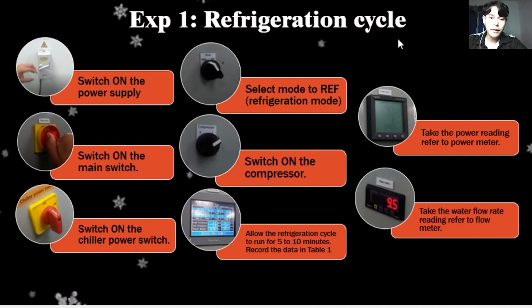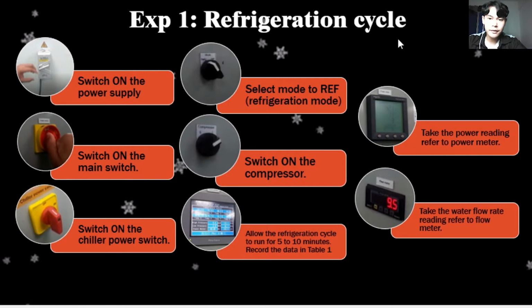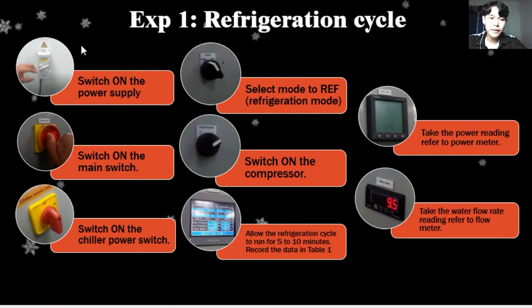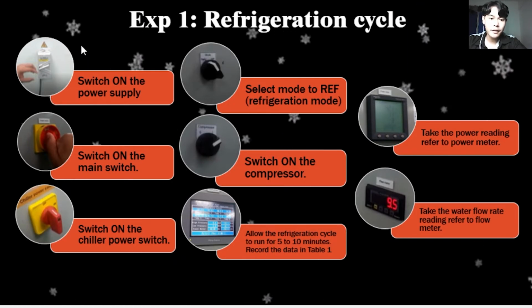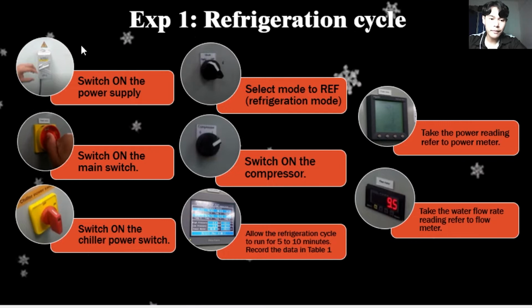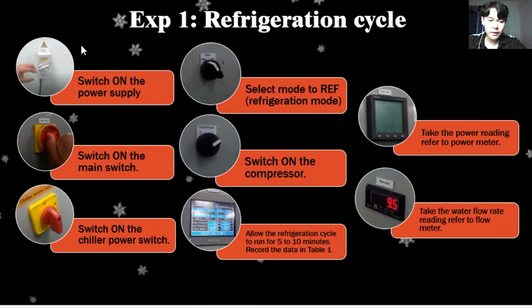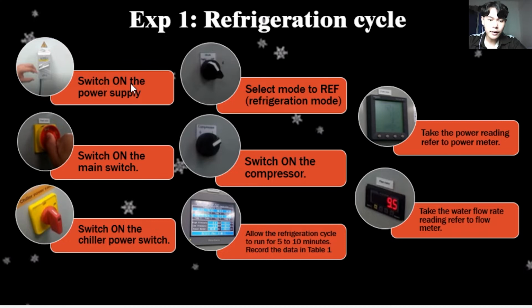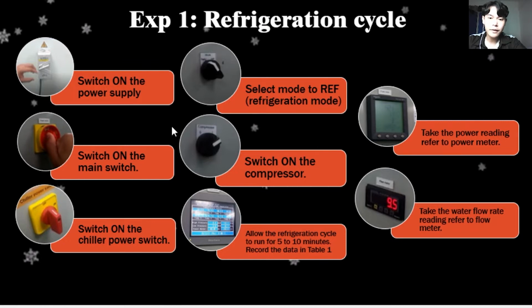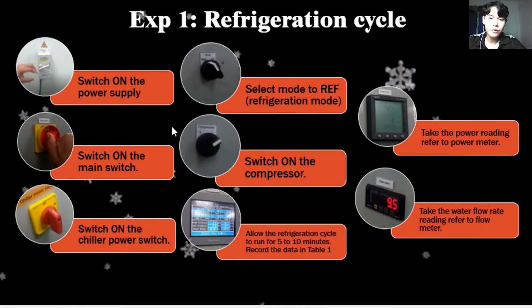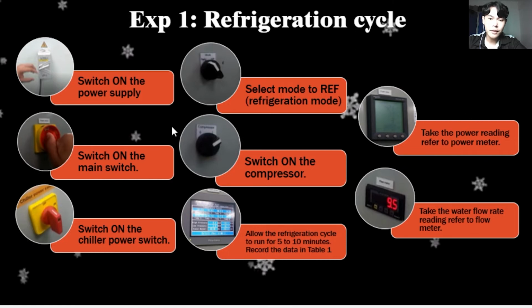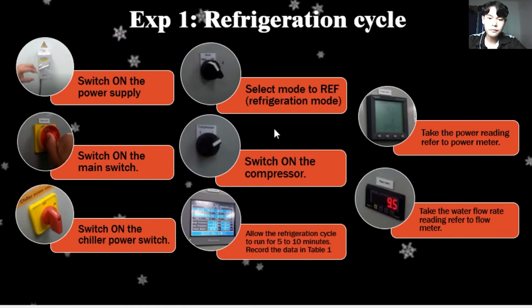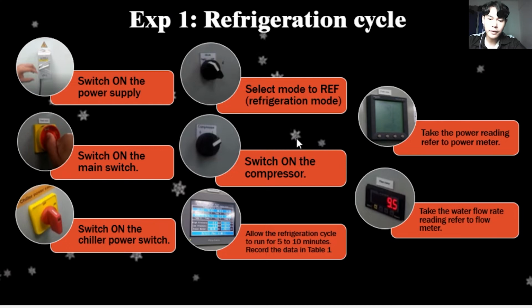So the first one is experiment 1, the refrigeration cycle. The first step is to switch on the power supply. Next is to switch on the main switch. The third one is to switch on the chiller power switch. After that, we must select the mode to refrigeration mode, which is REF. Then we switch on the compressor.